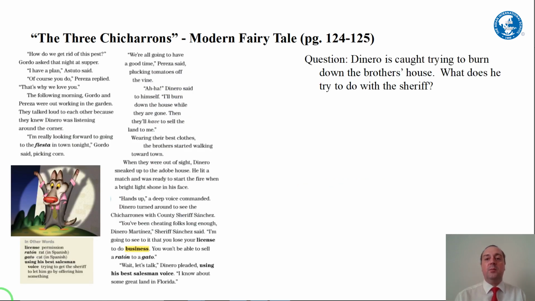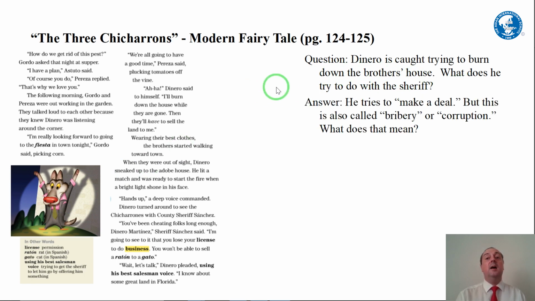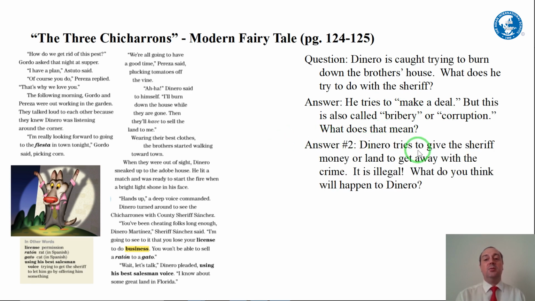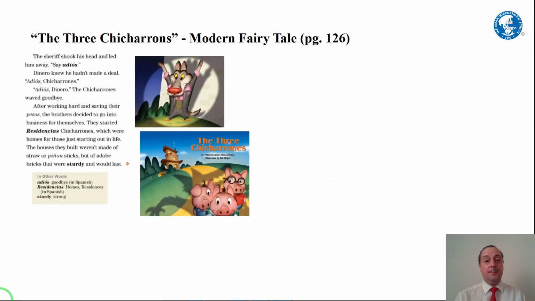Here's page 124 and 125. Okay, so read this page and answer the question on your screen. Okay, Dinero is caught trying to burn down the brothers' house. What does he try to do with the sheriff? He tries to make a deal. But this is also called bribery or corruption. What does that mean? Well, Dinero tries to give the sheriff money or land to get away with crime. This is illegal. So what do you think will happen to Dinero at the end of the story?